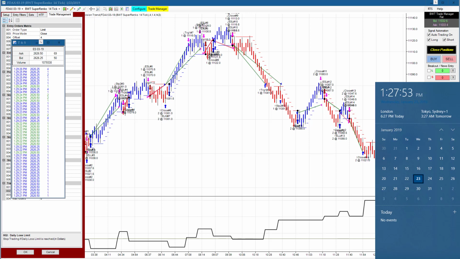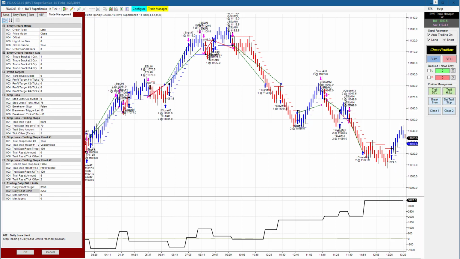Hello everyone, today is Wednesday, January 23rd, 2019. On my right is my computer clock and you can see the time. It's 1:28 p.m., about 2.5 hours before the regular session close. On my left is the time and sales, and you can see the E-mini S&P trading at approximately 26.27.